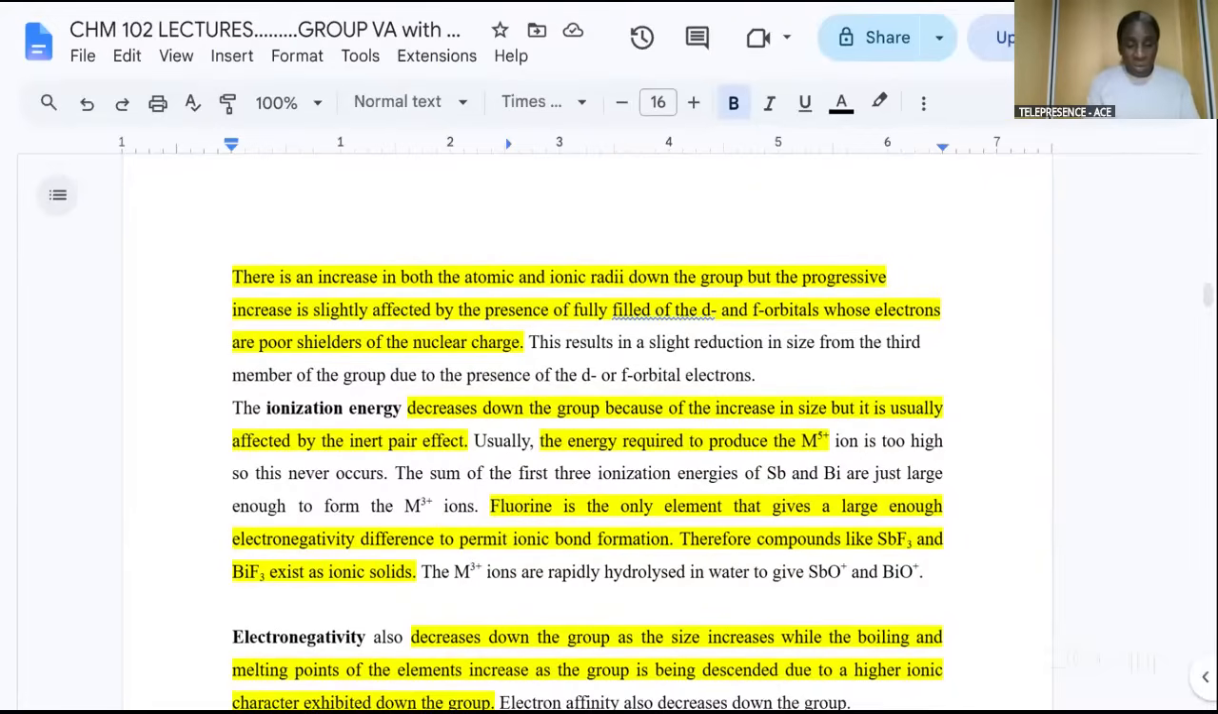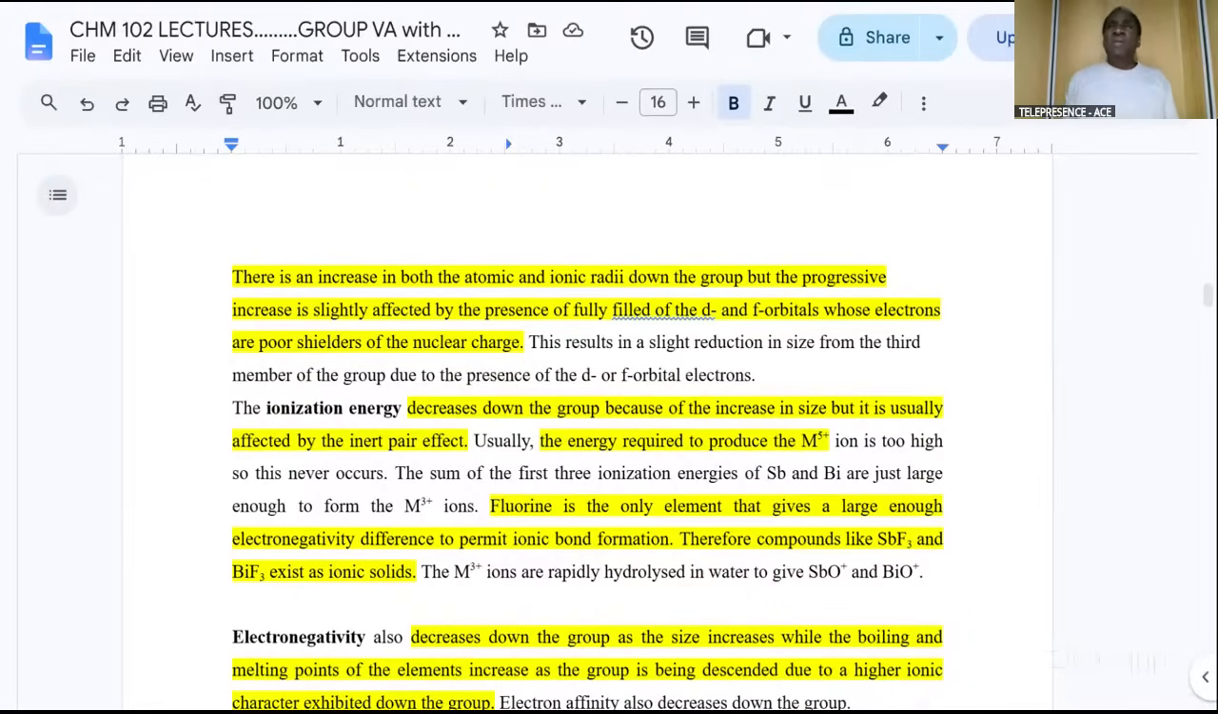Now, fluorine is the only element that gives a large enough electronegativity difference to permit ionic bond formation. I explained this in the last class. Fluorine has the highest electronegativity. So if an ionic compound is going to be formed, because the size is increasing down the group, but it is not increasing as expected, it means that it is also not going to be as electropositive as expected. And you know that ionic bonds are formed when the difference in the electronegativity value between the elements that are forming the compound is large.